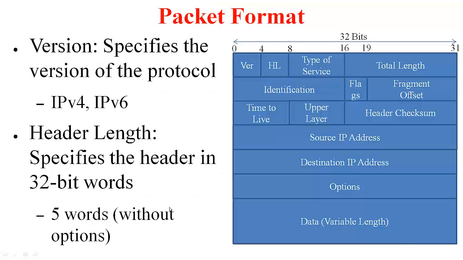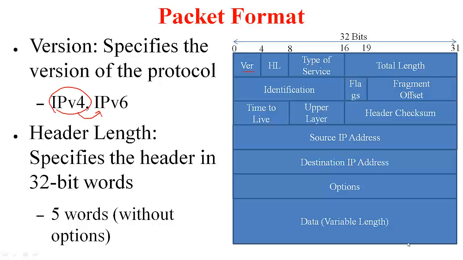So here is the IP packet format arranged in 32-bit blocks. It begins with the version field, which specifies the version of the protocol. We are in the process of transitioning from IP version 4 to IP version 6. We will cover IPv6 later, but henceforth we will focus on IP version 4.